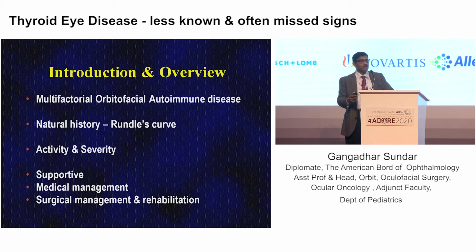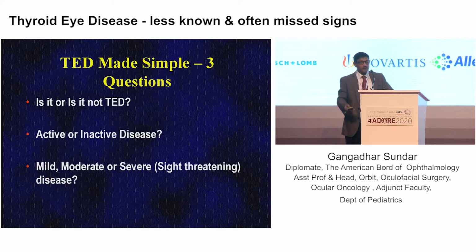But if you're going to be managing the vast majority of patients, you have to understand the natural history of the Rundle's curve, where there's an active phase and inactive phase, and if you decide to intervene medically, you want to intervene in the active phase of the disease, and that's very important. And that is completely different from severity that Rich was talking about. And the basic principles of management are supportive therapy, which is the vast majority of patients, hand-holding these patients, with other modalities of intervention: medical management, which again was mentioned briefly, and surgical management.